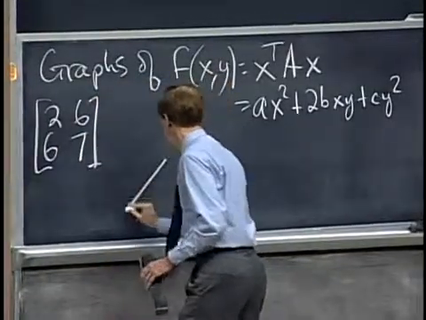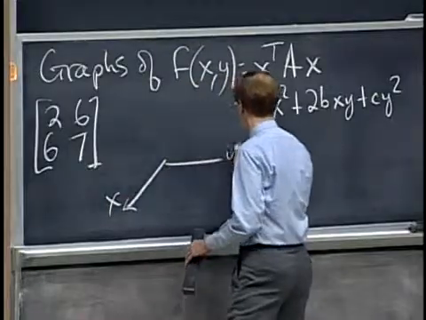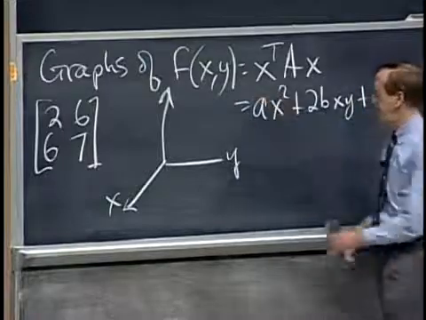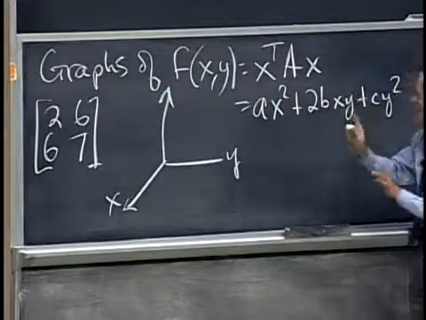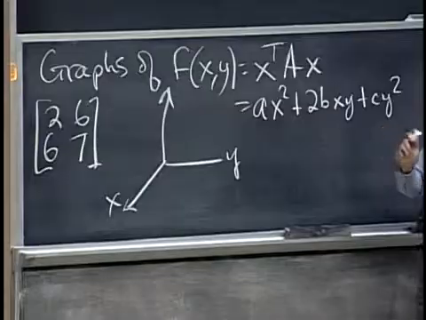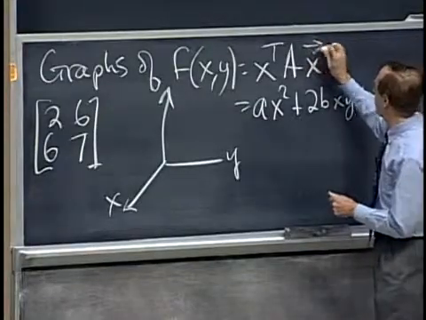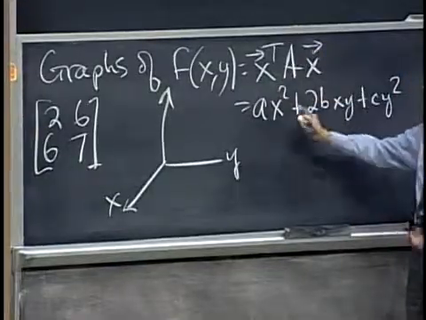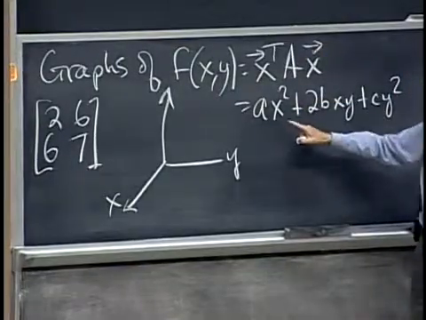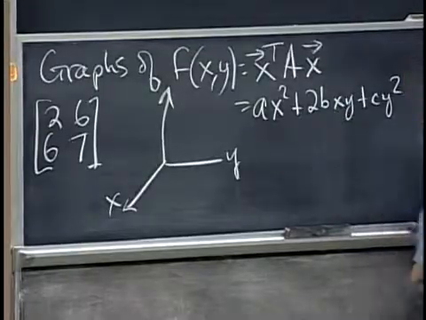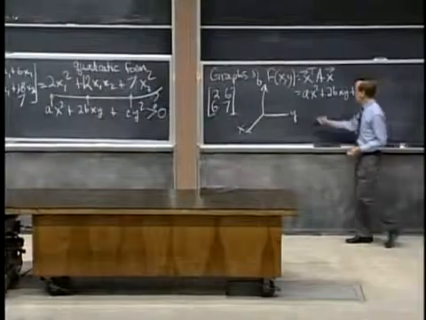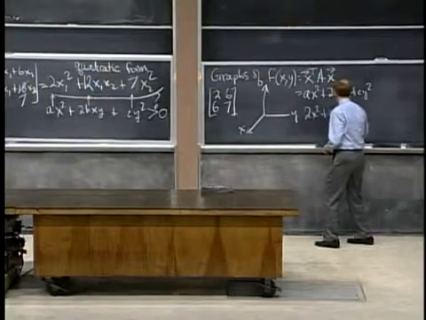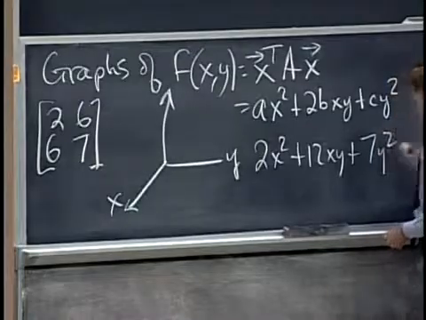Okay, so here's the x-axis, here's the y-axis, and up is the function. Z, if you like, or f. I apologize, and let me just once in my life put an arrow over these x's so you see that that's the vector, and instead of x1 and x2, I made them the components x and y. Okay, so what's a graph of 2x squared, 12xy, and 7y squared?